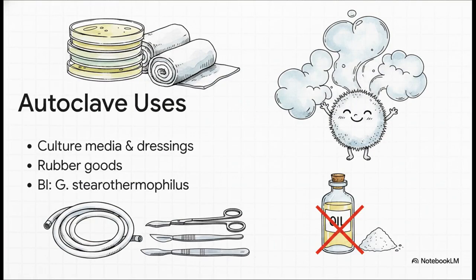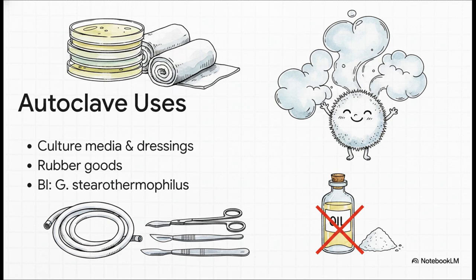Like I said, the autoclave is the gold standard for microbiology labs and hospitals. It's perfect for culture media, surgical dressings, rubber goods, most surgical instruments, you name it. But it does have its kryptonite. It cannot handle oils, powders, or fat-containing substances, simply because steam can't penetrate them.